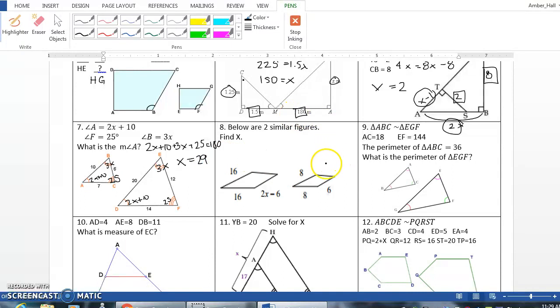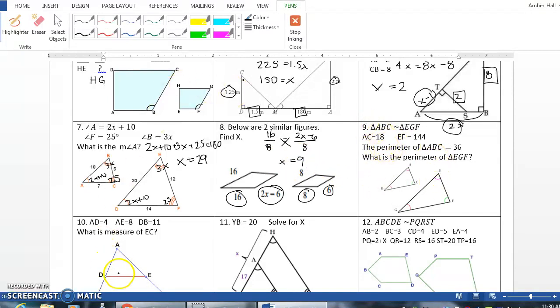Below are two similar figures. Find x. So these are oriented correctly, so 16 corresponds with 8, and 2x minus 6 corresponds with 6. So if we set up our proportion, 16 over 8 equals 2x minus 6 over 8. Cross multiply, solve for x, and x equals 9.